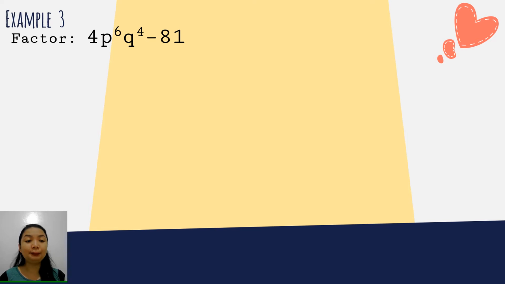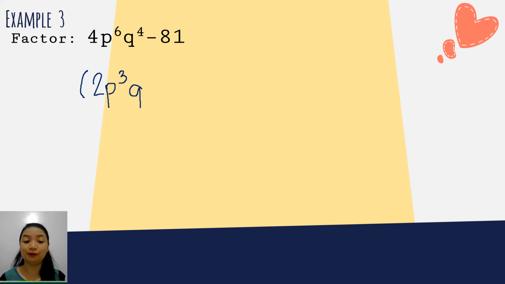So let us have the third example. So let us factor out 4p to the 6 q to the 4th minus 81. Since both terms can be factored out, this is still difference of two squares. So once again, to do this, we get the square root of 4p to the 6 and q to the 4th. So we have, yes, that is 2p. What is the square root of p to the 6? Correct. That is p cubed, since we divided by 2.